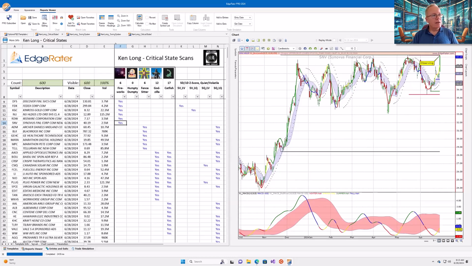When you look in the columns, you'll see the number of signals that have occurred in your symbol lists. We ran this on 600 symbols. That's listed in the count. And then we can see that there are 6 for fireworks. There are no Humpty Dumptys. There's 6 fence sitters, 12 Godzillas, and 17 catfish. I don't know if any of those in the fireworks category, Ken, that you are.